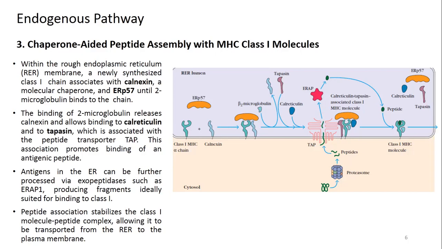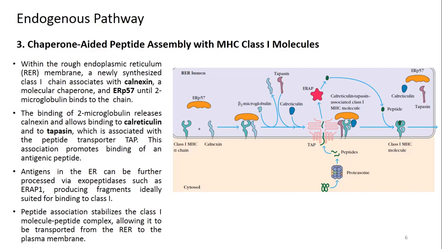Exoproteases in the endoplasmic reticulum will act on peptides which are not associated with class 1 MHC molecules. One such aminopeptidase is ERAP1. What it does is remove the amino terminal residues from peptides to achieve optimum class 1 peptide binding groove fit. It has very little affinity for peptides shorter than 8 amino acids.